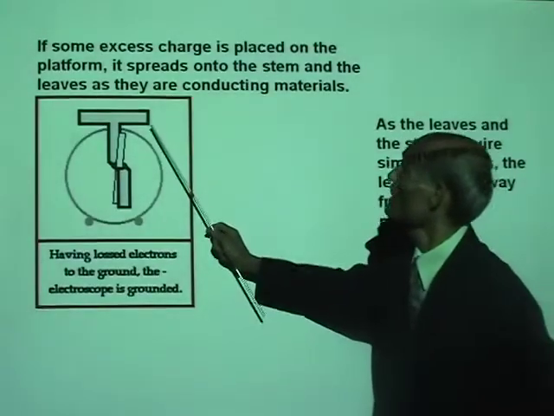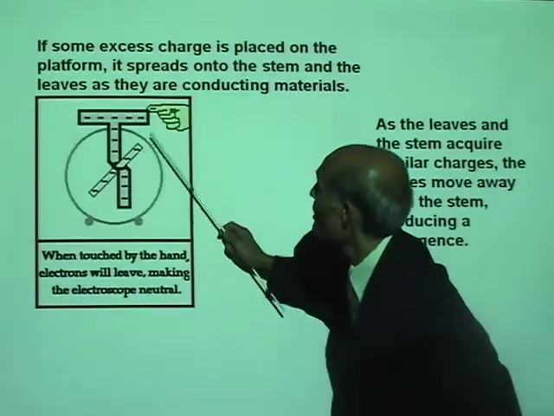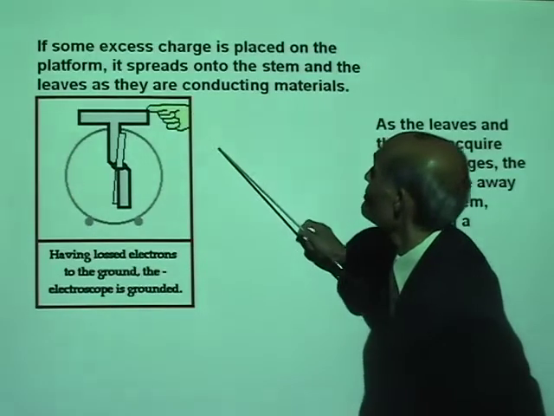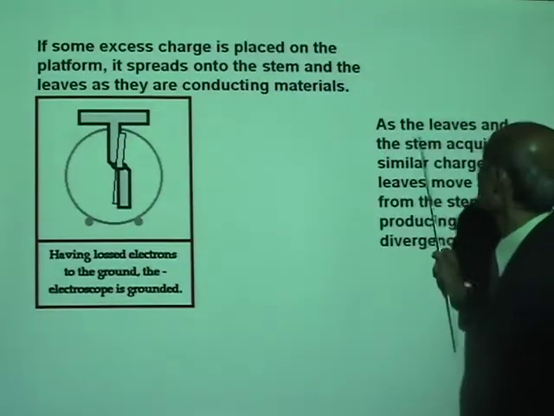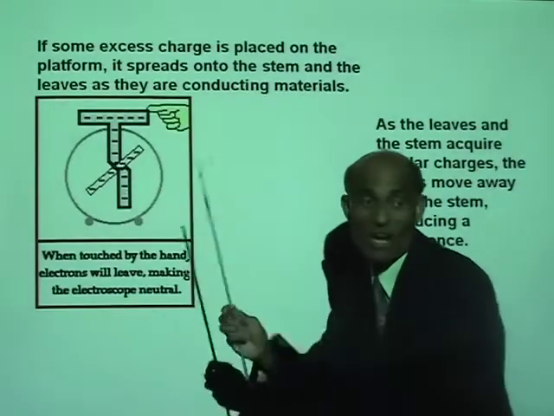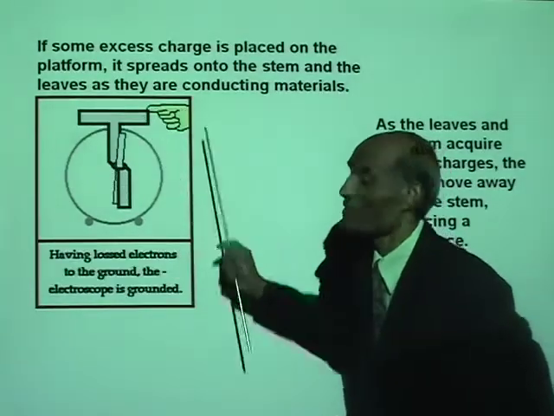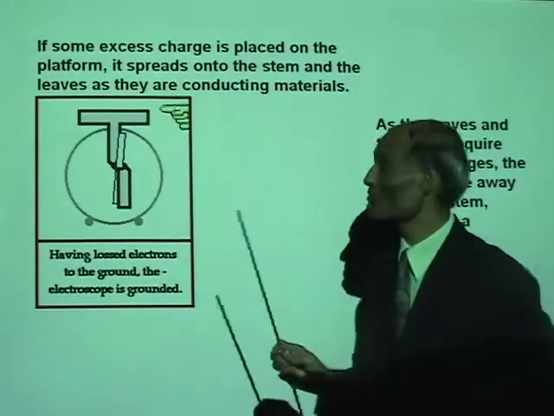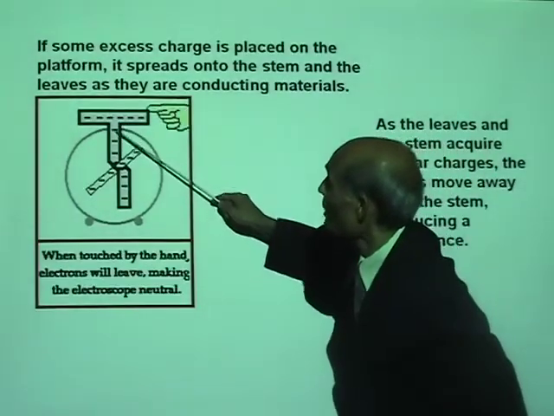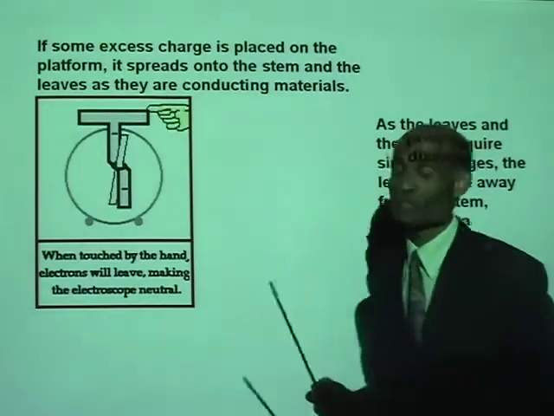I want you to watch this. If you place an excess charge, you can see the leaves diverge, and when you touch, what happens? The charges move to the earth through your body. So as the leaves and the stem get the same amount of charge, they move away. And when you touch it, the leaves will collapse. Watch it one more time. When you place an excess charge on the platform, it spreads through the leaves and the leaves will diverge.